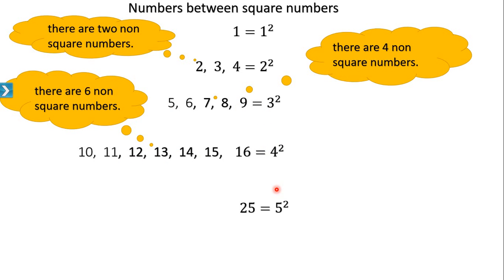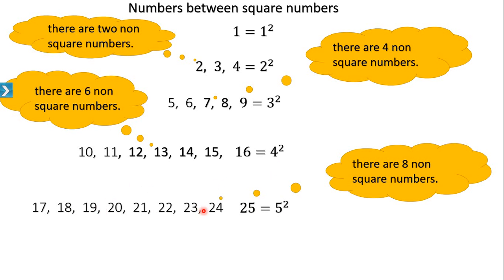Now the next square number is 25. So between 4 square and 5 square there are how many non-square numbers? After 16 the numbers are 17, 18, 19, 20, 21, 22, 23, 24. How many? Count. There are 8 non-square numbers between 4 square and 5 square. So these are the numbers between square numbers.